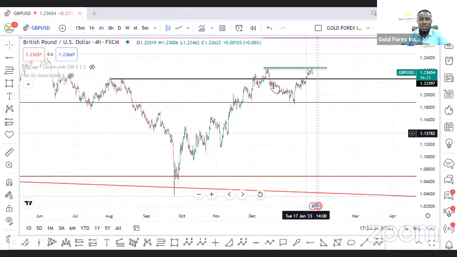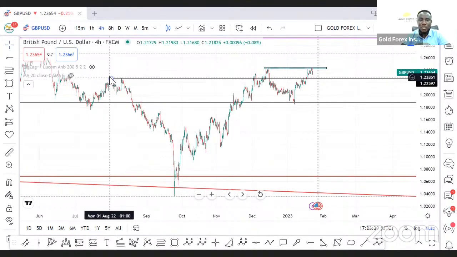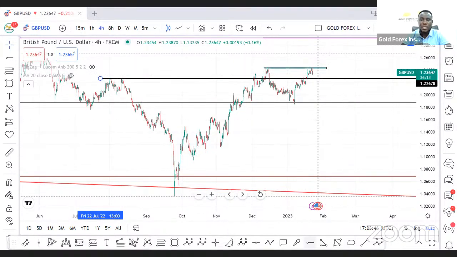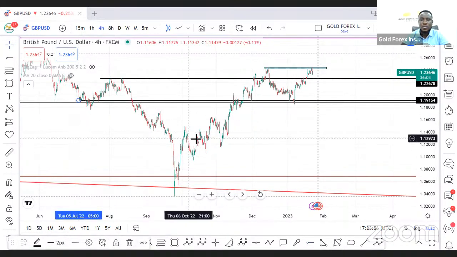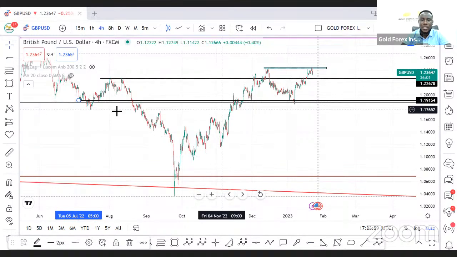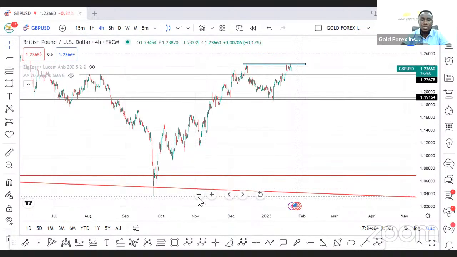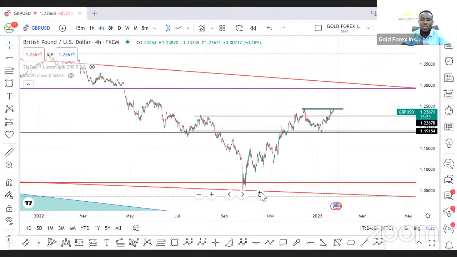So now you can see that there's a break of structure here. Okay, so there is an equal high over here, and that means that this is a point of interest. You can see it here, because you should touch here, and touch here. So I'm expecting it to come all the way down, at least.